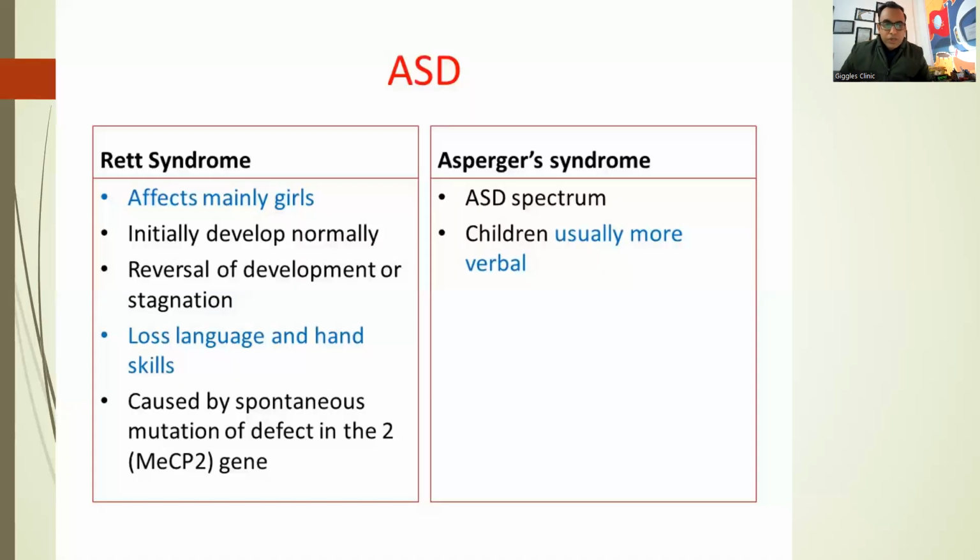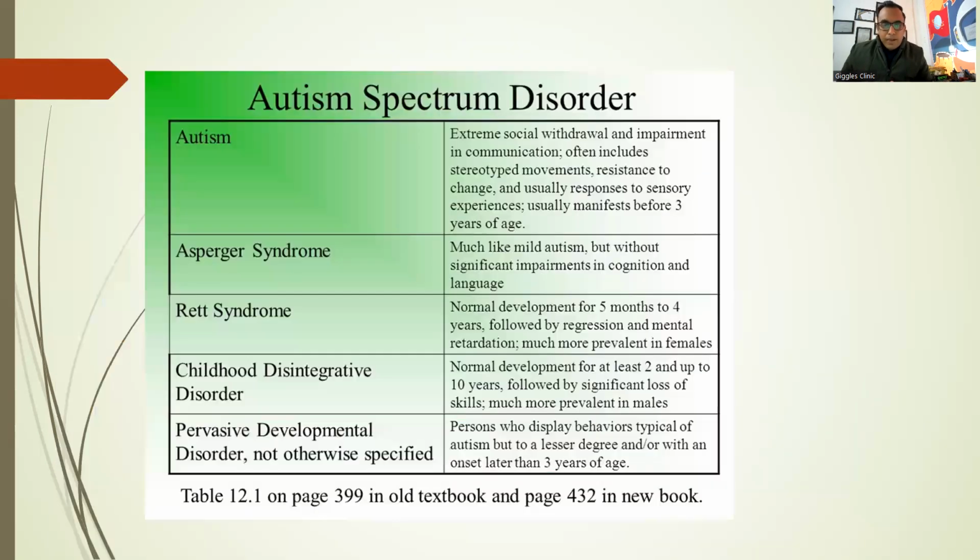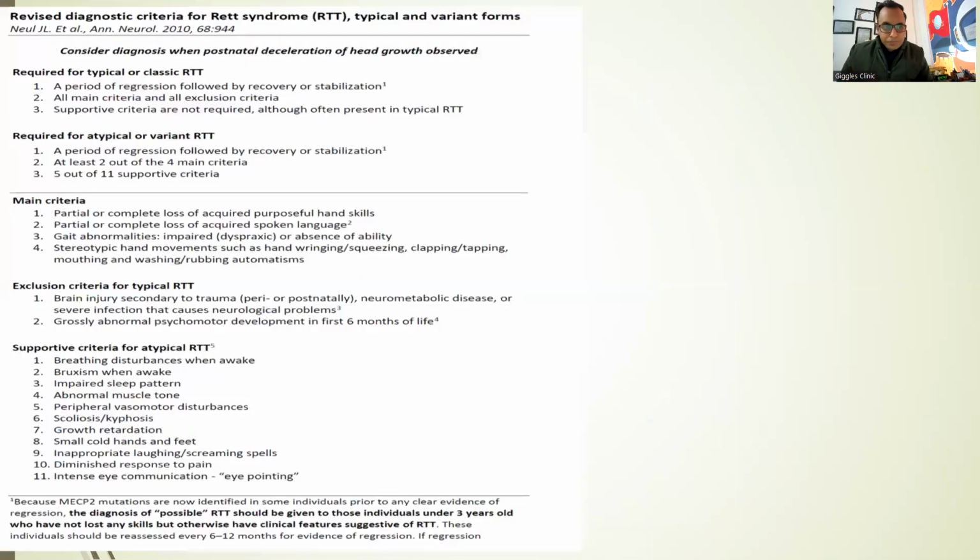So just a bit about Rett: it affects females mainly, who initially develop normally, then have reversal of development or stagnation, loss of language and hand skills, caused by spontaneous mutation in the MECP2 gene. As per the ASD, children usually are more verbal, which means it is considered to be a milder form. And these were the old terms which have now been replaced, such as childhood disintegrative disorder. These are some of the definitions and elaborative meanings of these terms, but since they are obsolete, there is no point in going through them. They have been replaced by a single umbrella term.